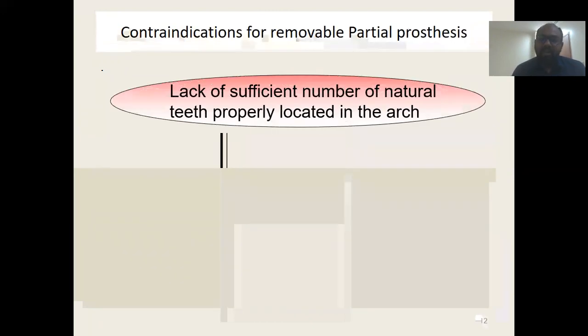The various contraindications would be a lack of a sufficient number of natural teeth properly located in the arch. We call that strategic abutments. So when a sufficient number of teeth to take support are not ideally placed, it is going to be a contraindication for a removable partial prosthesis.